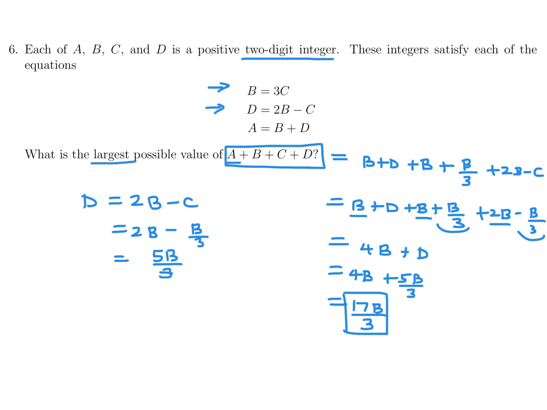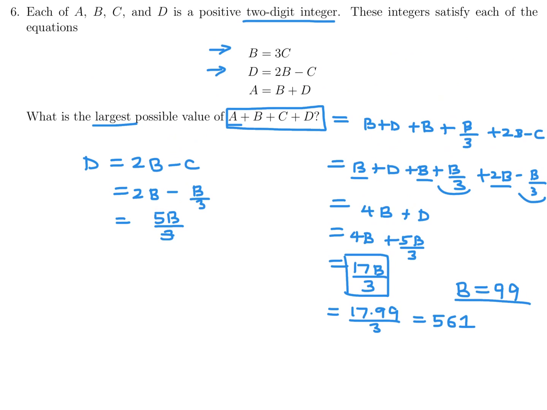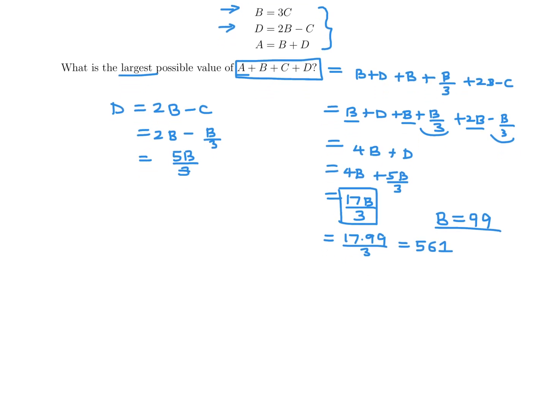Okay, well, b is a 2-digit positive integer, and the largest 2-digit positive integer I can make is 99. So let's substitute 99 in there. 17 times 99 divided by 3, and that's going to be 561. But here's the thing. I have to make sure that this 99 is actually legit. And what do I mean by that? Does it fall under the parameters? Like, for example, are these satisfied? Because I can't just choose 99 and think, okay, I'm done. It's got to be valid. So let's see if 99 is valid. If it's not, then this is wrong.